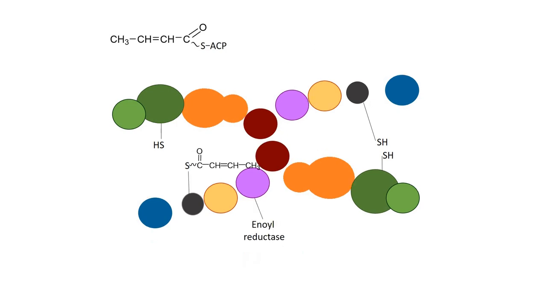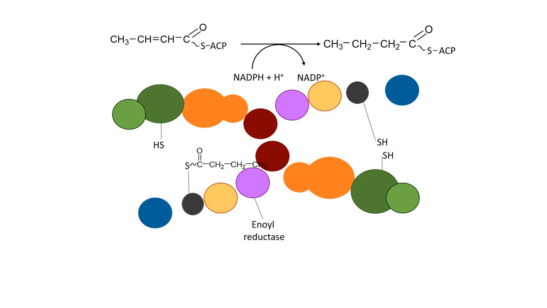Then, the unsaturated radical will be transformed to saturated under enoyl reductase action. The coenzyme is NADPH plus H. The name of the product is butyryl acyl carrier protein. So the first saturated radical forms.